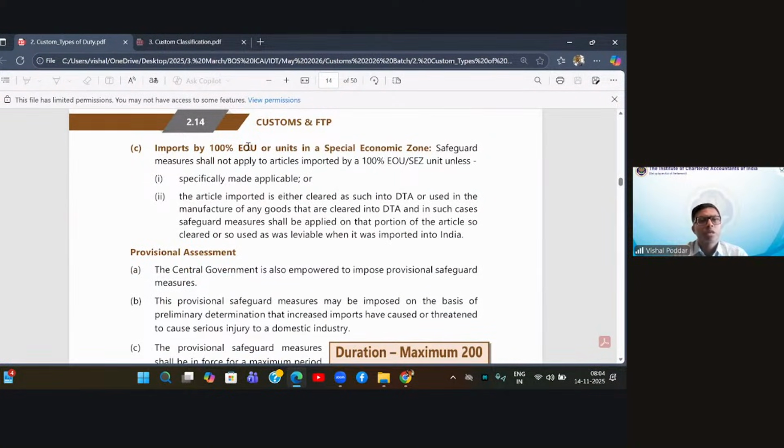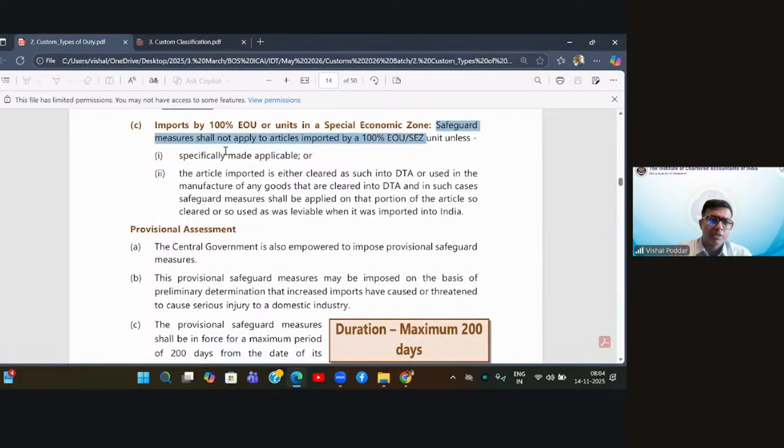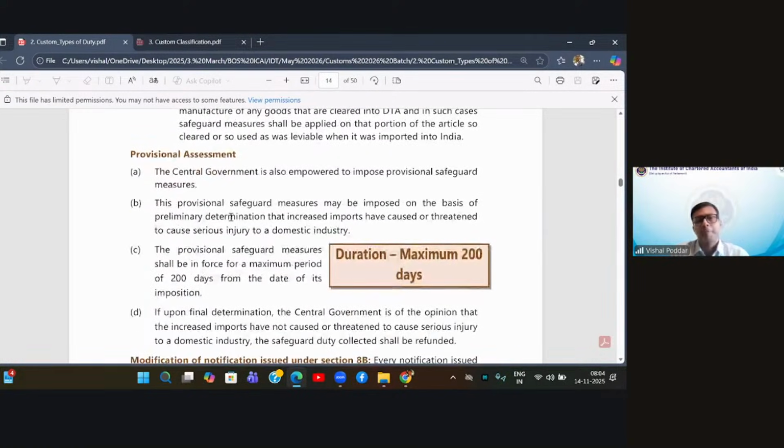Next, where goods are imported by a 100% EOU or SEZ, the safeguard duty will not be levied. So safeguard duty is exempted where goods are imported by a 100% SEZ or 100% EOU, unless it is specifically made applicable by the government.